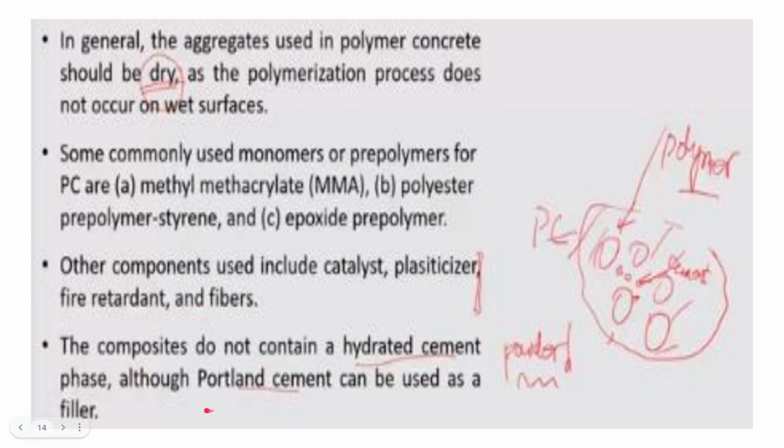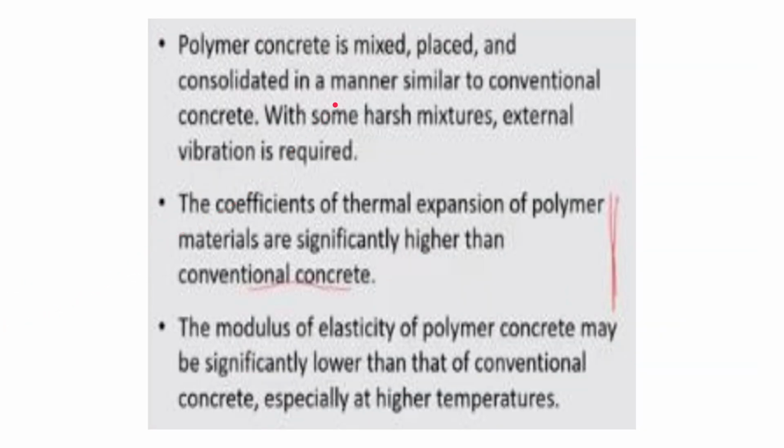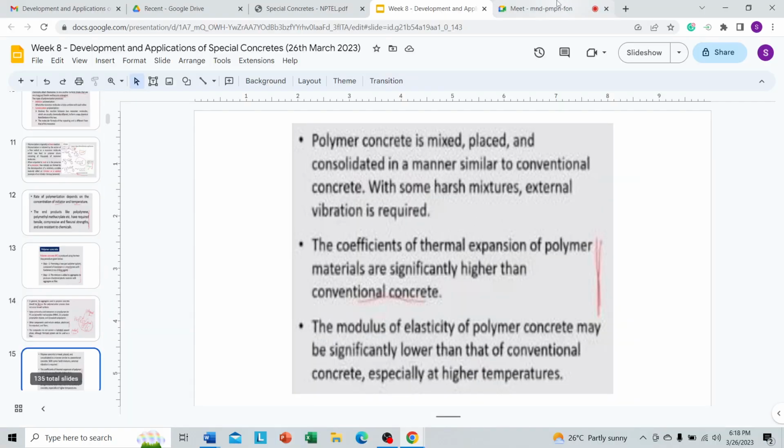The composites do not contain a hydrated cement phase, because the cement is completely substituted by polymer. Although Portland cement can be used, it is used not as hydrated cement but as a filler. Polymer concrete is mixed, placed, and consolidated in a manner similar to conventional concrete.